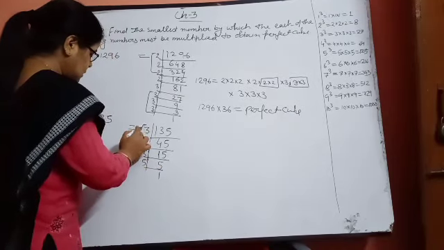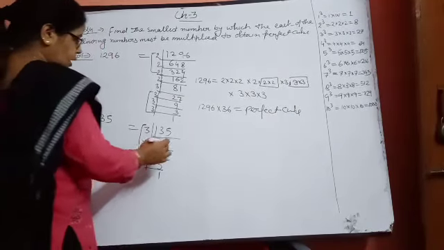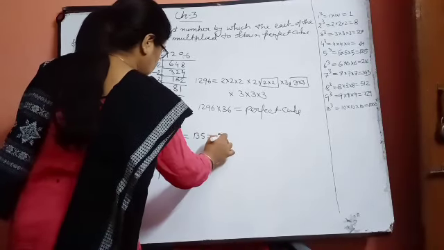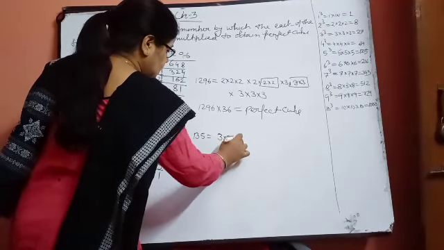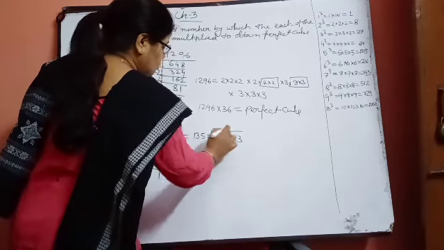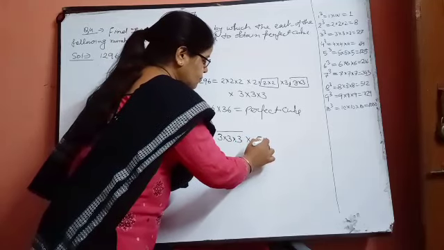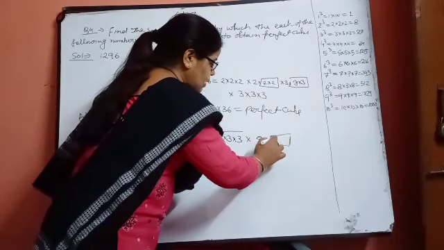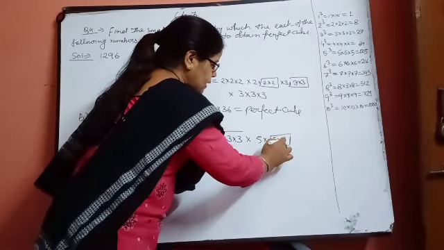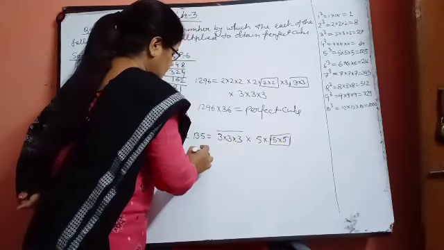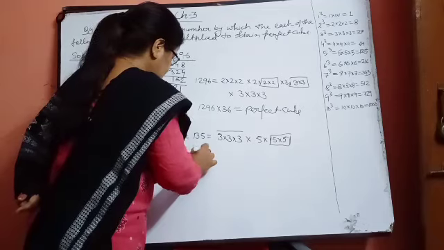You can see that these 3s are in a group of 3. Then write here 135 is equal to 3 into 3 into 3 into 5. It is correct. The 3s are in a group of 3, and the 5 is not in a group of 3. How many 5s do we need? 2 more 5s we should have for making it a perfect cube. So by which number should it be multiplied? 25. So it should be multiplied by 25.